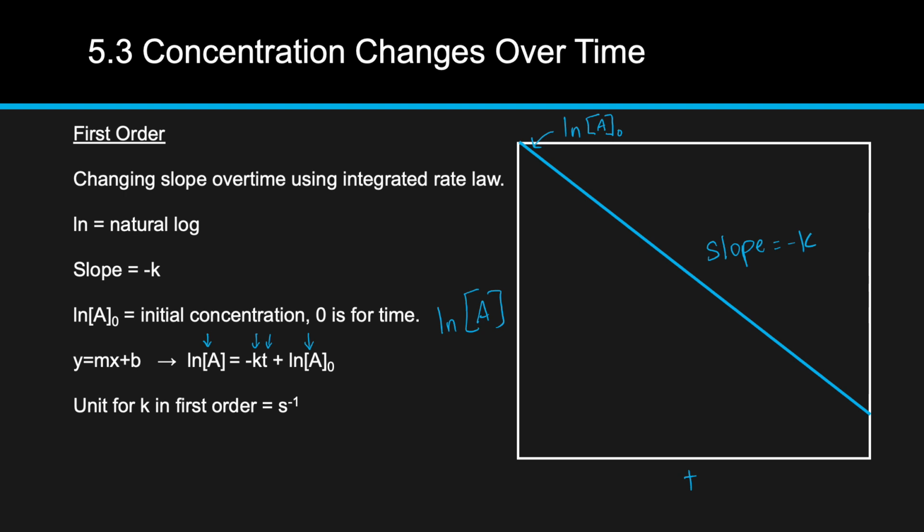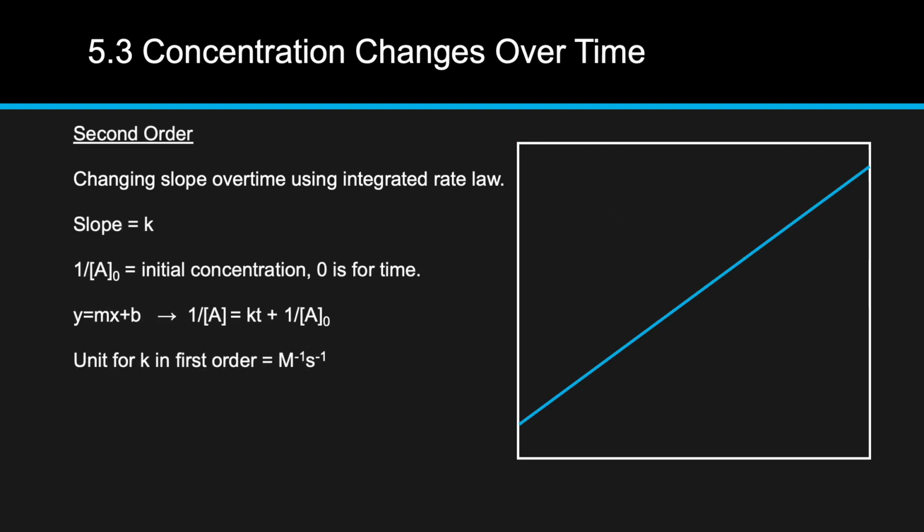Now, keep in mind, this is the next thing I need you to remember, is that for k, when we're in first order, the unit is always going to be time to the negative first power, or 1 over time. So this can be written as s to the negative first, or it can be written as 1 over s. This could also be minutes to the negative first power, or 1 over minutes, and you can even use something like years or hours or days. Any unit of time, it just depends on what it gives you.